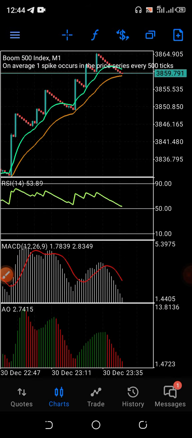As long as it is crossing, please confirm the candle that is making that move on your higher time frame, so that you will not go and trade a candle that is reversing.